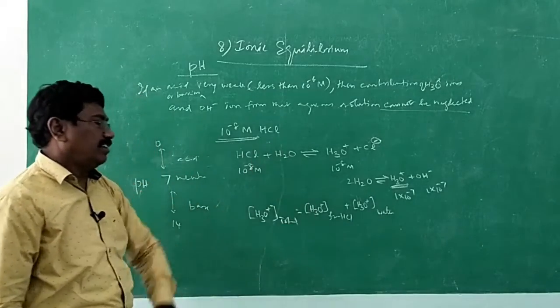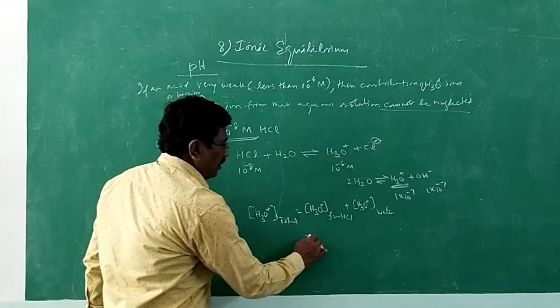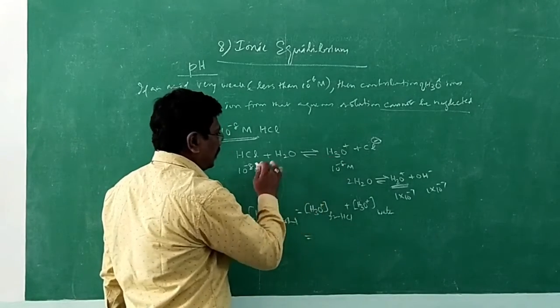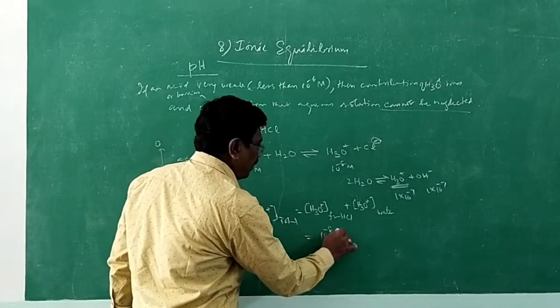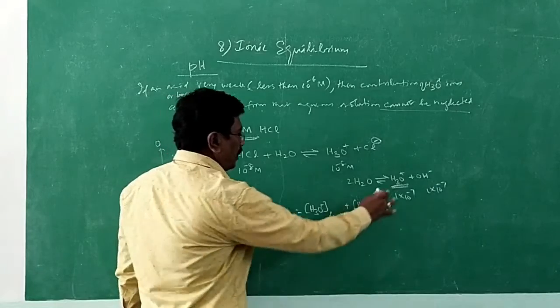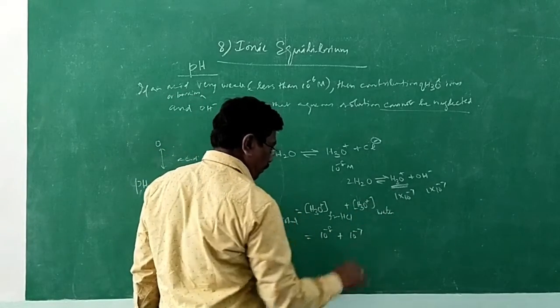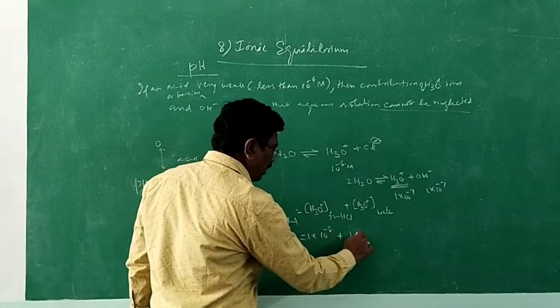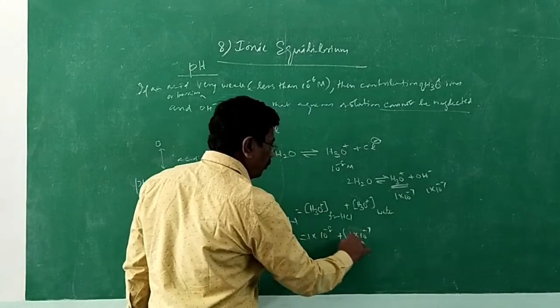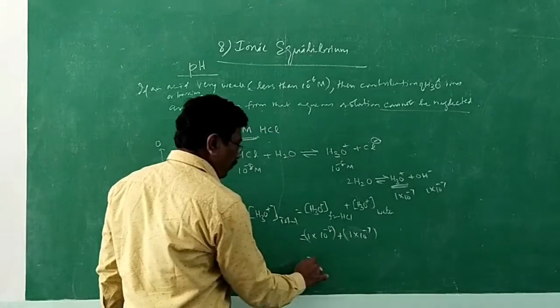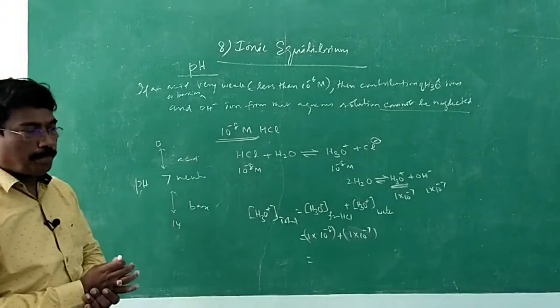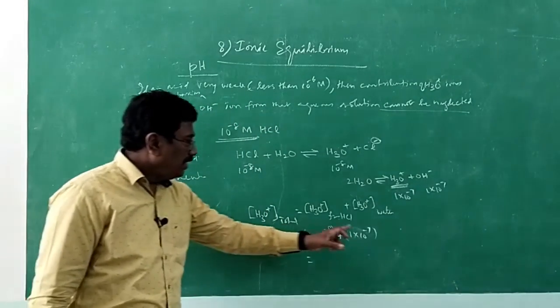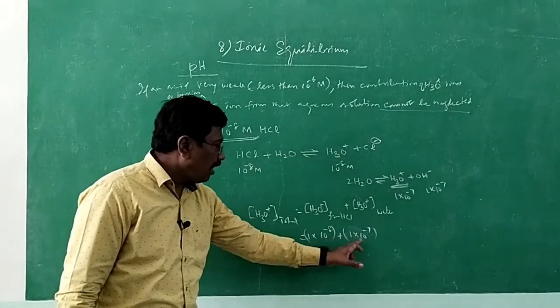Now let me add. Hydronium ion from HCl is 10 power minus 8. From water it is 10 power minus 7. Let me say 1 into 10 power minus 1 into that. Then it will be easier for you to do the sum. Summation will be easier. Let me take 10 power 7 on both sides.